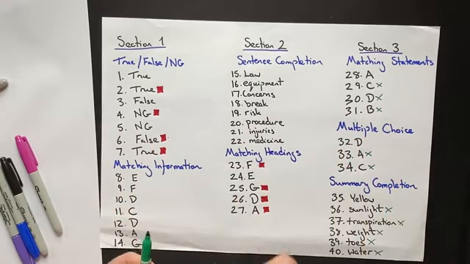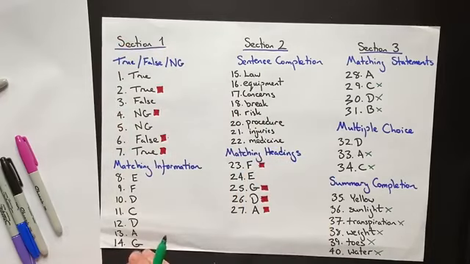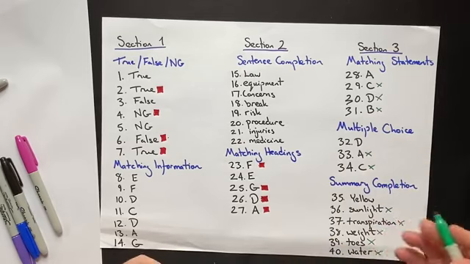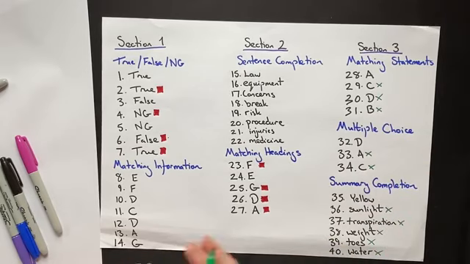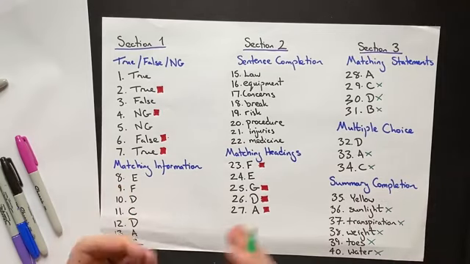So we've helped student A, who just needs help with true, false, not given and matching headings. Student B, who obviously needs help with vocabulary and their reading skills. And student C, who just needs to improve the speed at which they do the reading test.